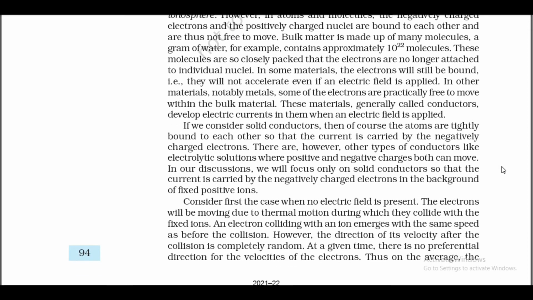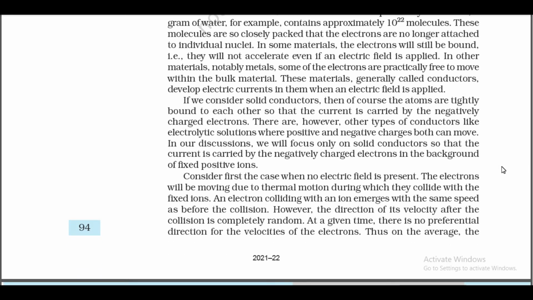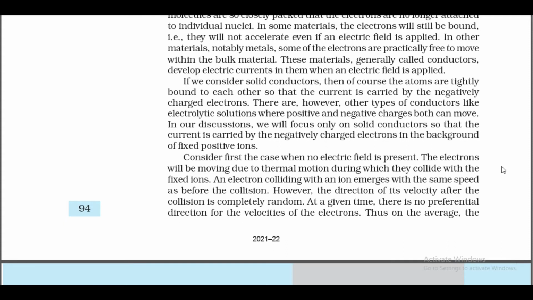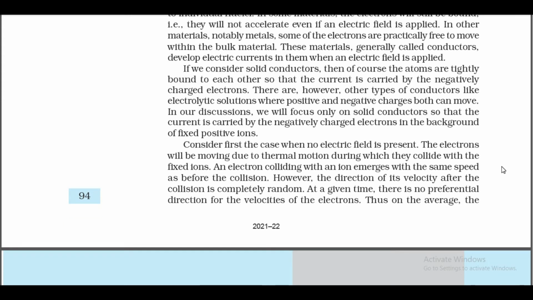If we consider solid conductors, then of course the atoms are tightly bound to each other, so that the current is carried by the negatively charged electrons. There are, however, other types of conductors like electrolytic solutions where positive and negative charges both can move. In our discussions, we will focus only on solid conductors so that the current is carried by the negatively charged electrons in the background of fixed positive ions.